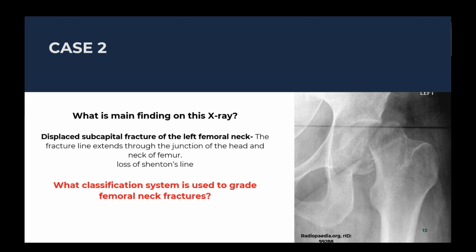So it's an intracapsular fracture. Yeah, so it's a displaced subcapital fracture of the left femoral neck. You can see a line going through the femoral neck, and you can see the head has displaced from the neck. And the Shenton line that I was talking about earlier, you can see that there is a disruption to that. Okay, and what classification system is used to grade femoral neck fractures?